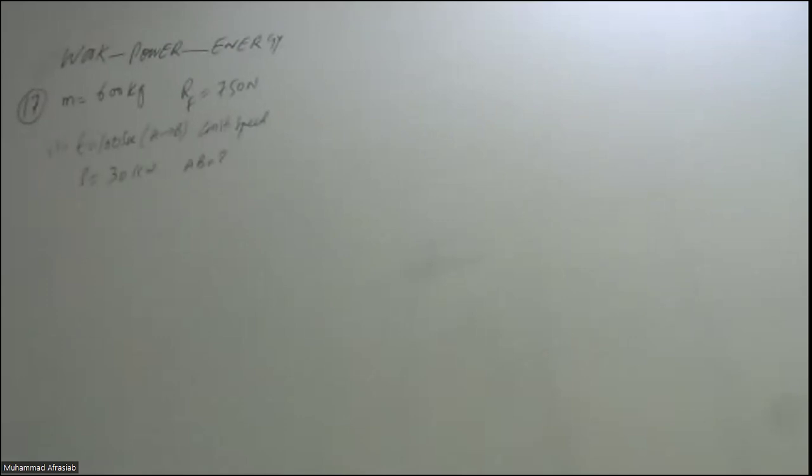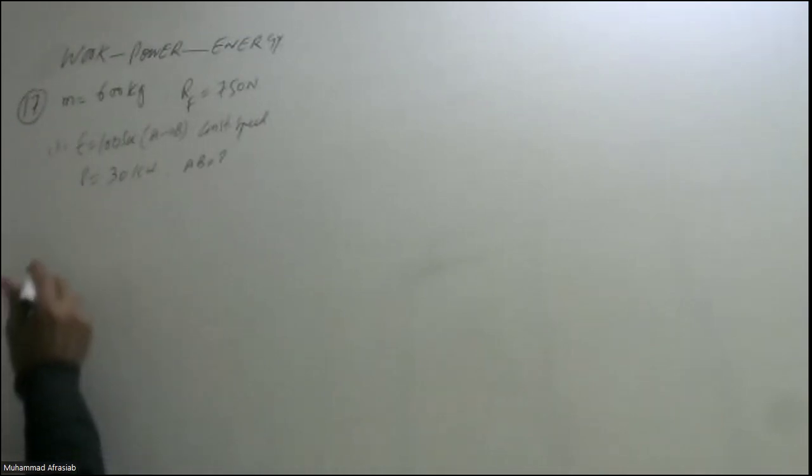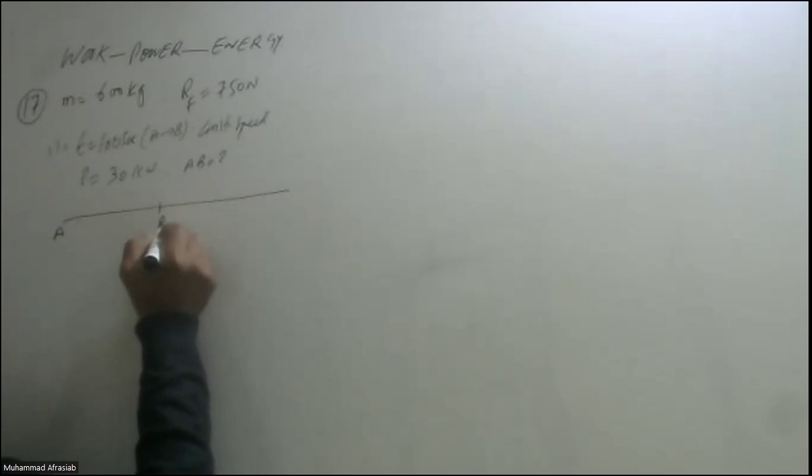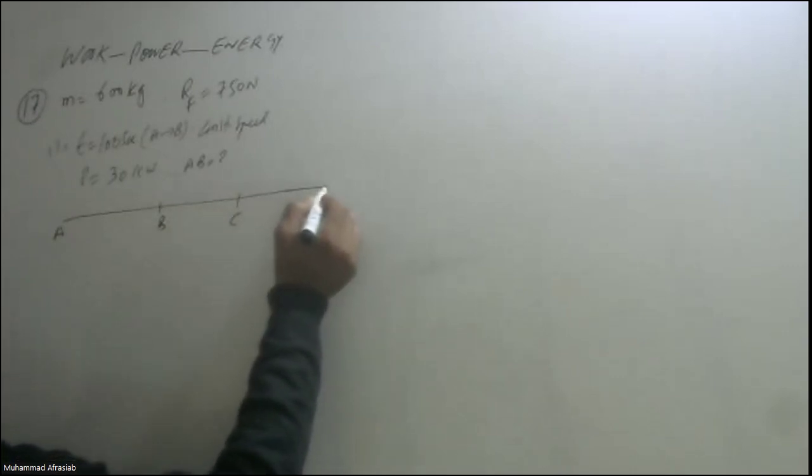So, the mass of the car is 600 kg and the resistance to motion is 750 Newton. The time taken from A to B is 100 seconds and it is moving with a constant speed. That means acceleration is equal to 0, and the power of the car is 30 kilowatts. So you have to find the distance AB. Since it is moving on a straight horizontal road, we can mark the points A, B, C, and D.